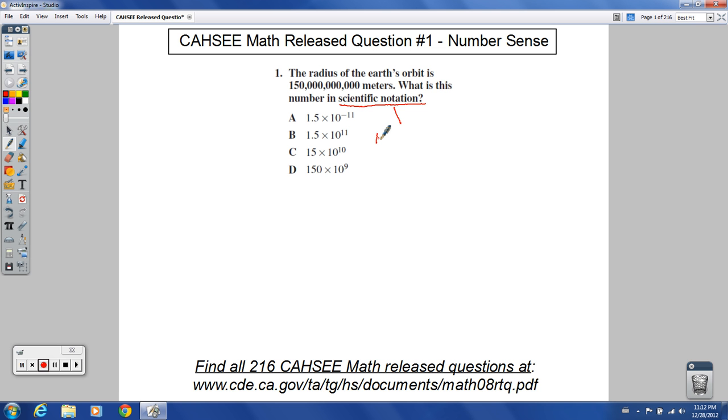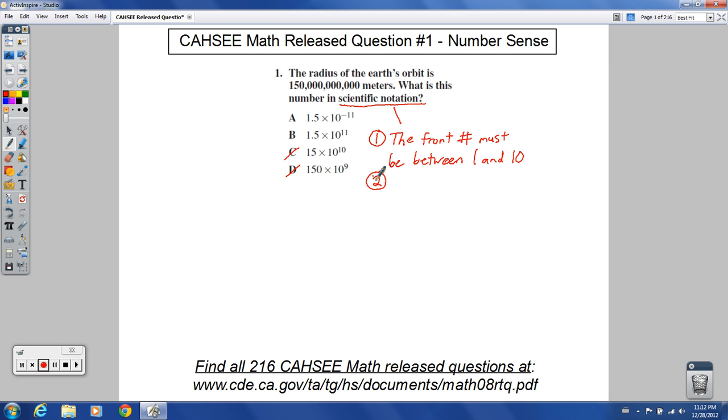So number 1, for scientific notation, you have to have the first number, or I'll say the front number, must be between 1 and 10. So I look at these numbers here, and that eliminates this one and eliminates this one. 15 is not a number between 1 and 10, and neither is 150. So that's step 1, or one thing to think of as you're doing problems in scientific notation.